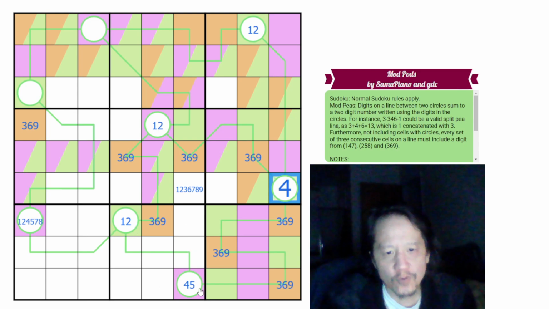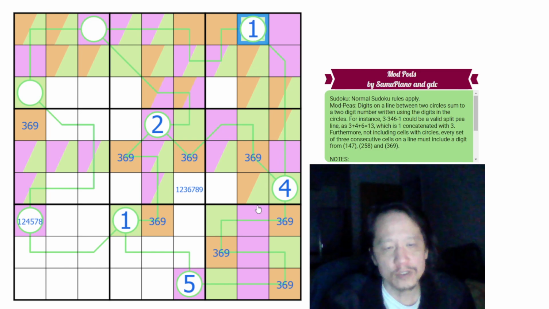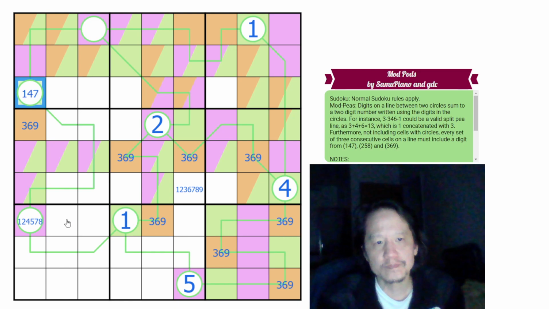So this is 4, this is 5, that's 45. This has to be 15. This is 21. This is 14. So this is 1, 4, 7. The pinks are 2, 5, and 8. So this is 2, 5, 8. This is 2, 5, 8.